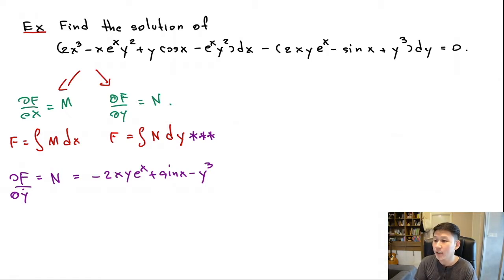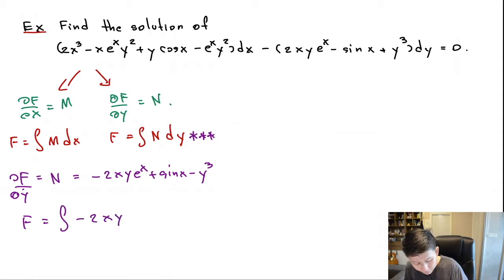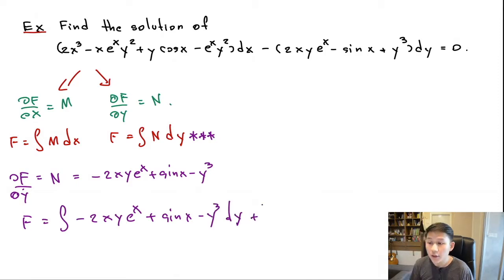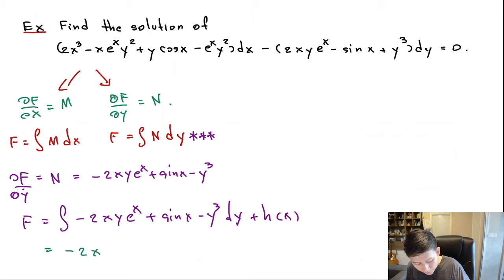Okay, so what's next? I need to integrate this guy by y. So I have that f is the integral of this guy dy plus h of x. Don't forget guys, if you integrate dy, the constant is in terms of h. So I'll just integrate it. This is minus 2x e to the x, and integrating y gives y squared divided by 2. So this cancels out.